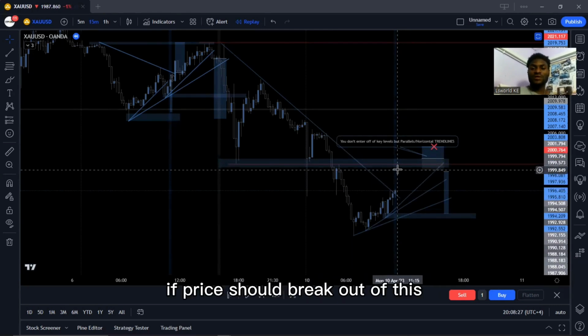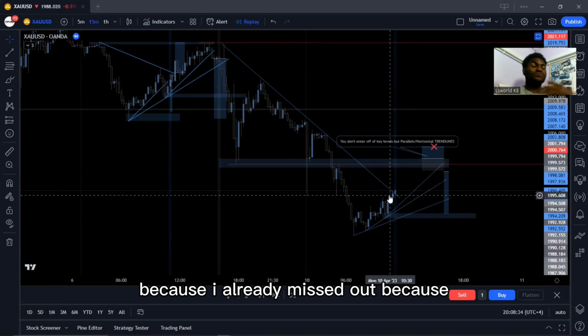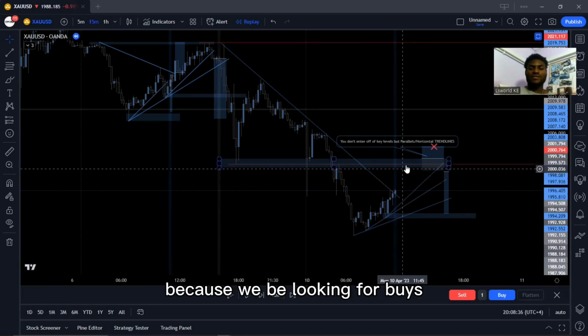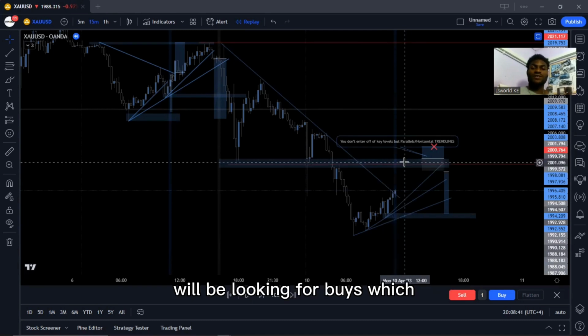I was saying that if price should break out of this, I'll jump in for the buys, because I already missed out and we'll be looking for buys. If price should break above this key level, we'll be looking for buys, which wasn't my strategy. This isn't my strategy, this isn't my bias.